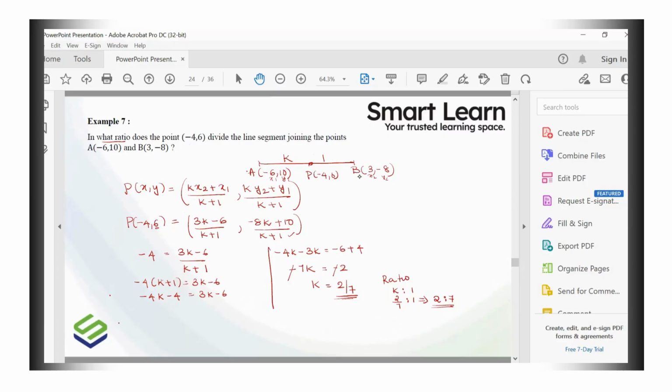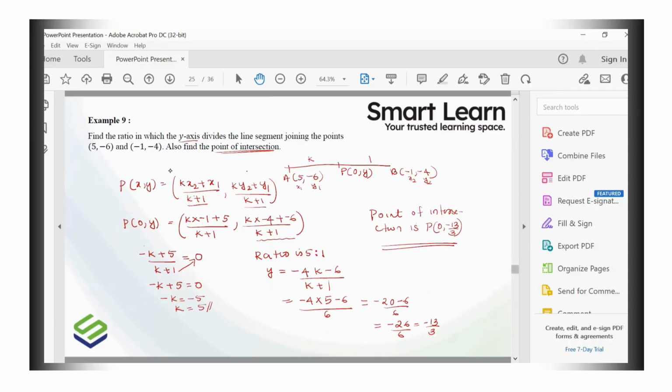k into 3 plus x1, which is minus 6, by k plus 1, comma, k into minus 8 plus 10 by k plus 1. Now equate the x coordinate. So minus 4 is (3k - 6) / (k + 1). When you solve this, you will get k as 2 by 7. So the ratio is k is to 1, here k is 2 by 7 is to 1. So it is 2 is to 7. I hope this is clear.